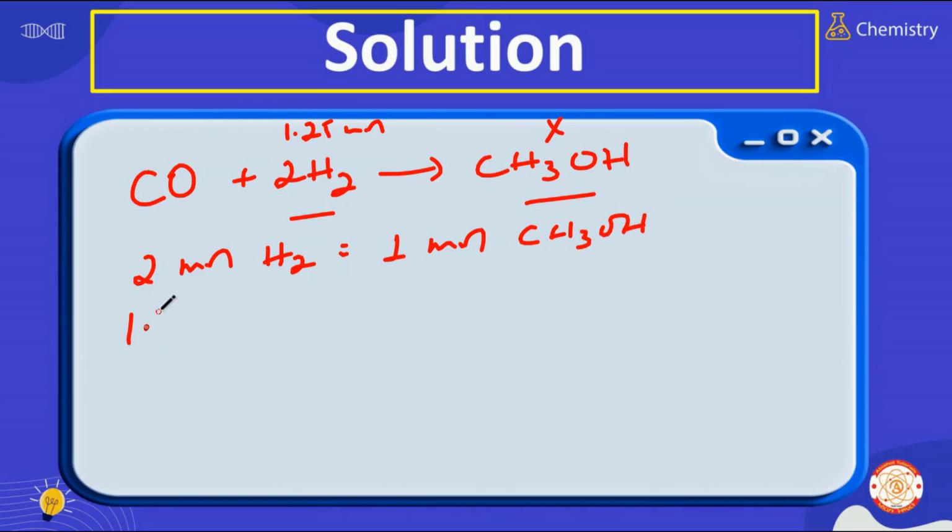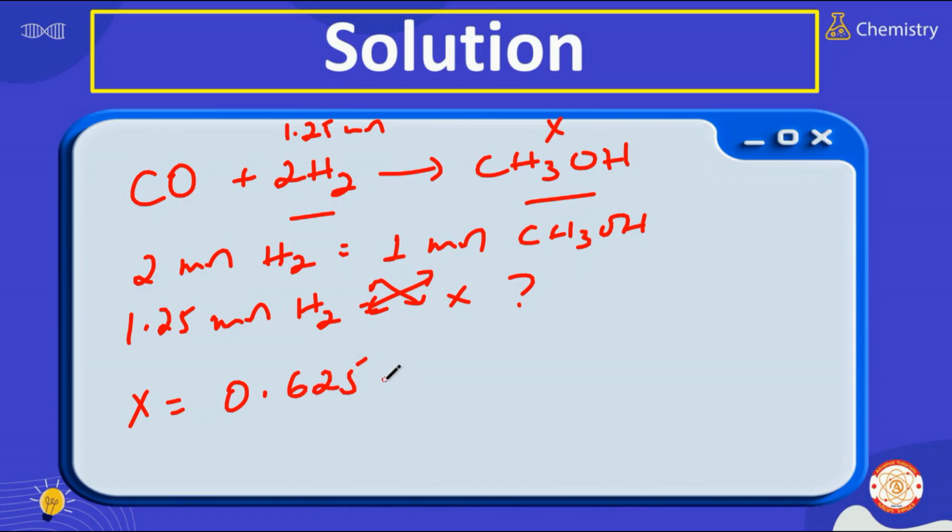So if I have 1.25 moles of hydrogen, how many moles of methanol can be produced? Let this be x. Solving for x, 0.625 moles of methanol is produced from this reaction. So this is in moles. The question says what mass, so we have to convert this, or express this, in grams.